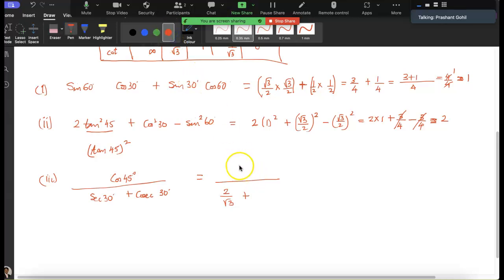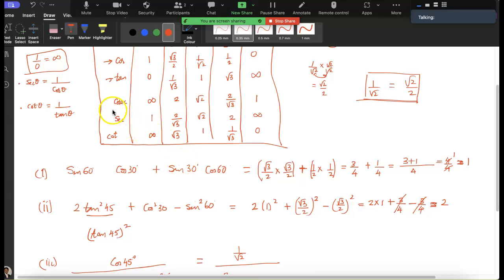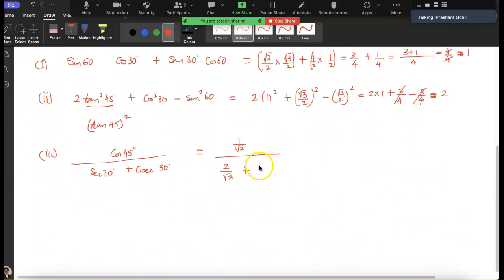Suppose I write this as 1 over root 2. Let me just write what is there and then I'll tell you what to do. Cosec 30. Now here the problem is that these are not rationalized. So what I can do is rationalize it. When I rationalize this, I'll multiply and divide by root 2. When I rationalize this one, I'll multiply and divide by root 3. You're getting the point? Now what will this become? Root 2 by 2, because when you multiply root 2 into root 2, you get root 2 square, and the square root cancels off, you get 2.